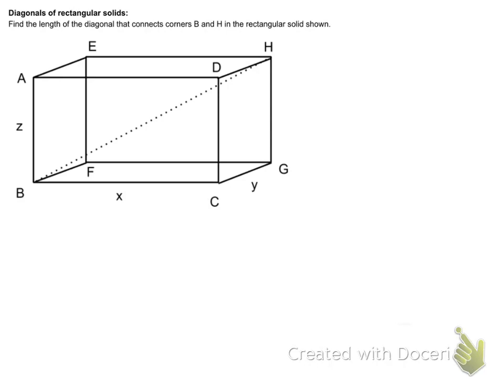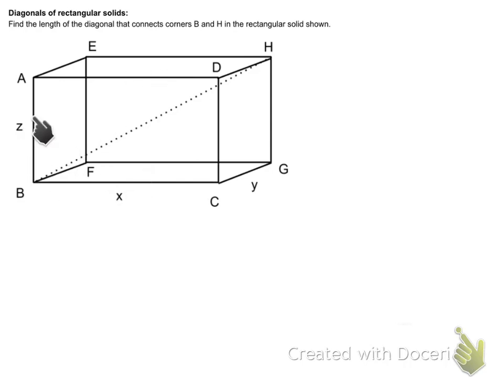Notice that I do not have numbers on my box. I have X, I have Y, and I have Z. I think everybody should recognize that if this front face from B to C is X, then from F to G is also X. Also from A to D is X, right? Those parallel sides, or the sides that are the same length, are all the same value of X.